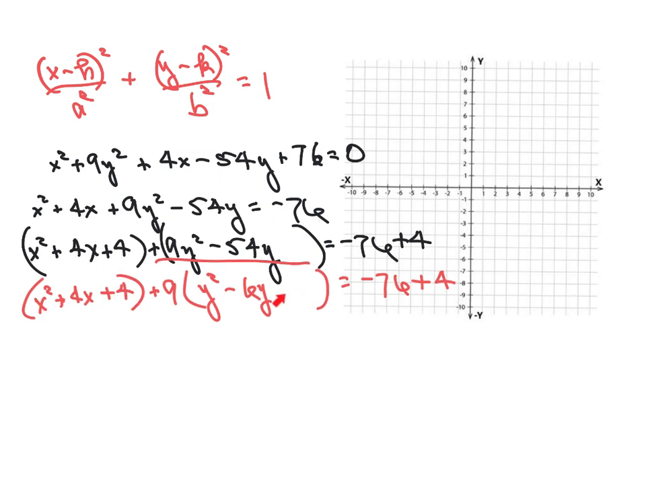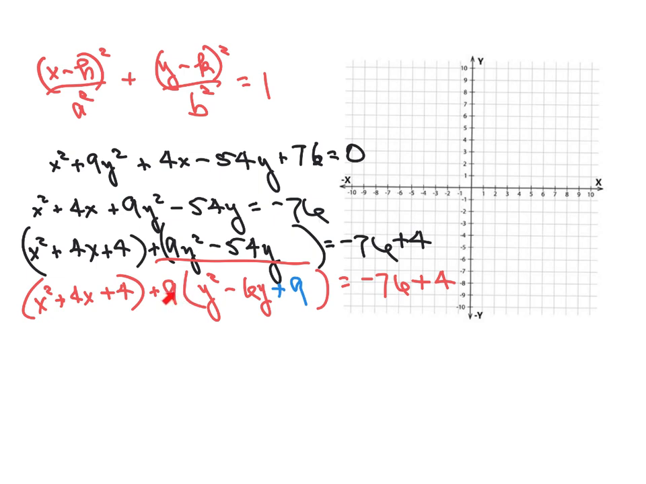Whatever you do to the left side, you have to do the right side. All right, so half of 6 is 3, squared it is 9. So I've got that. Just like I did with the x's, I added a 4 here, so I added it here. I added a 9, it looks like, but I really didn't add a 9. I added 9 times 9, because remember, I factored the 9 out.